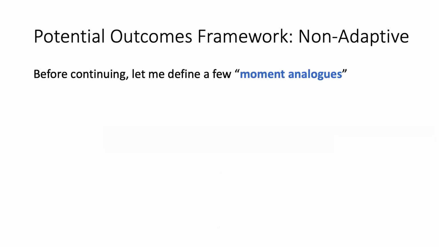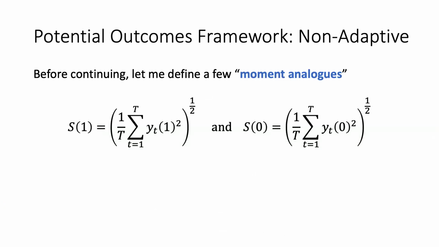And before I go on, let me define a few moment analogs here. This S1 will be just the average over all of the units of their outcome under treatment squared, and I'll divide by the square root. And the same thing for S0, just under control. The way I think about this is design-based analogs for the second moment. That's what I'm defining here.